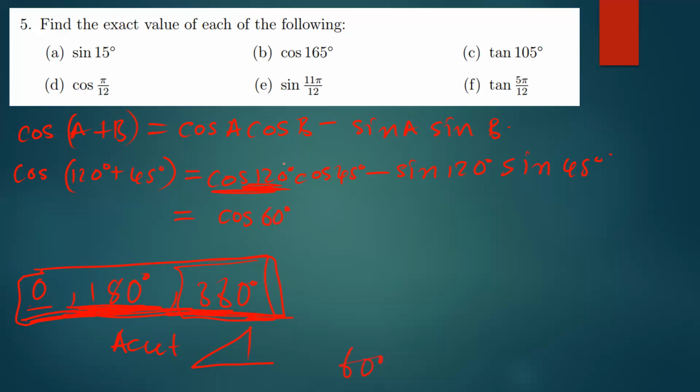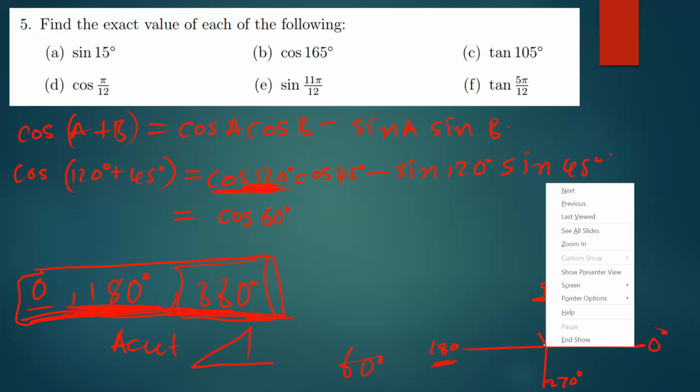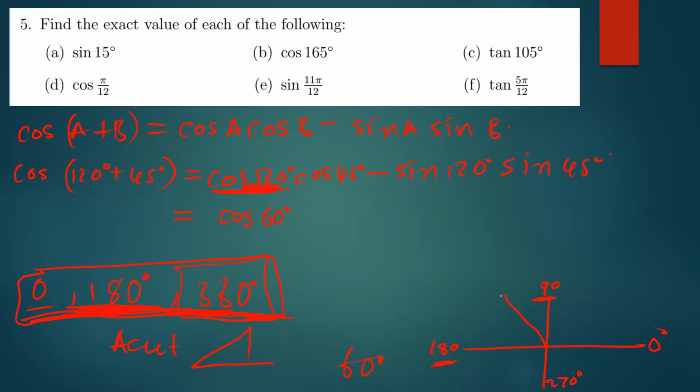But when you look at 120, 120 is in the second quadrant, because this one is 90 degrees, this one is 0 degrees, this one is 180 degrees, then this one is 270 degrees. So 120 is between 90 and 180, so we can find 120 somewhere there, which implies that this angle 120 is in the second quadrant.